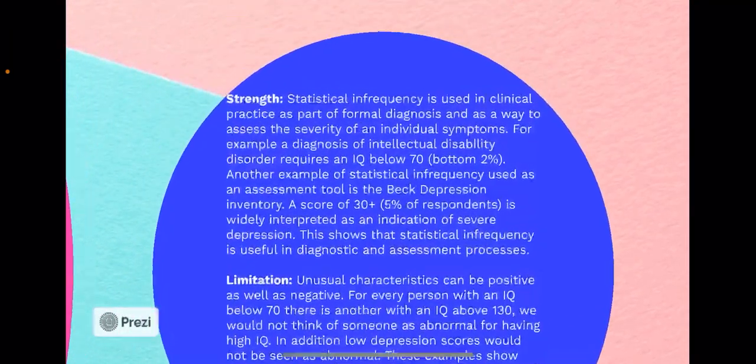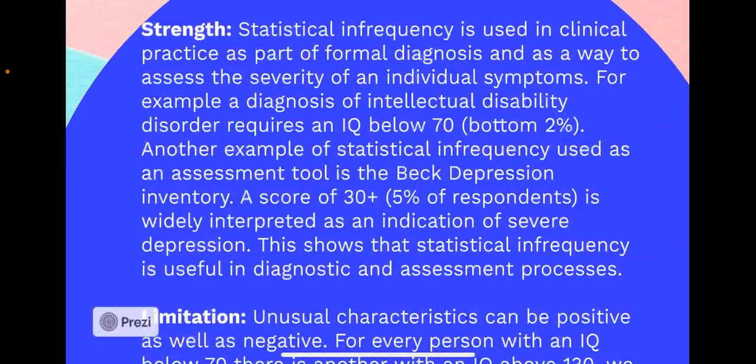In evaluation, a strength is that statistical infrequency is used in clinical practice as part of a formal diagnosis and a way to assess the severity of an individual's symptoms. For example, a diagnosis of intellectual disability disorder requires an IQ of below 70, which is the bottom 2% of the population. Another example of statistical infrequency used as an assessment tool is the Beck Depression Inventory.